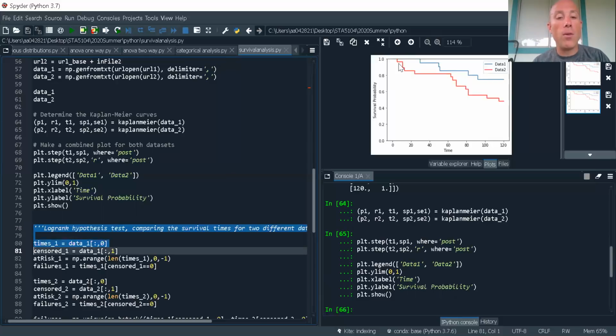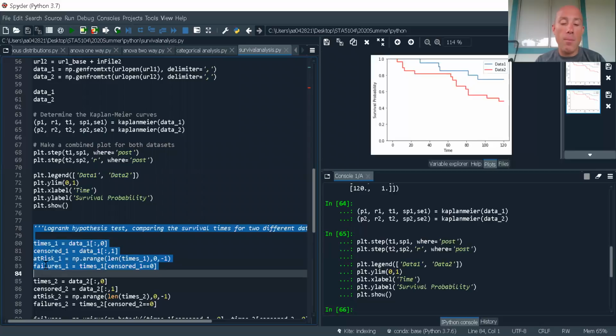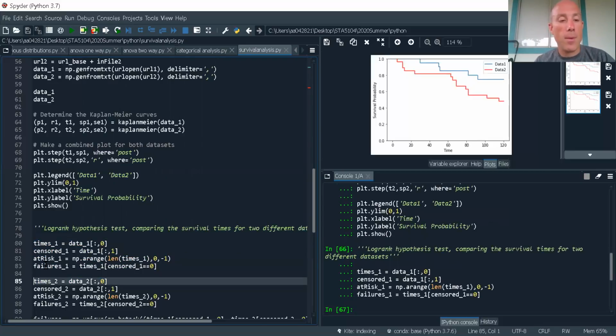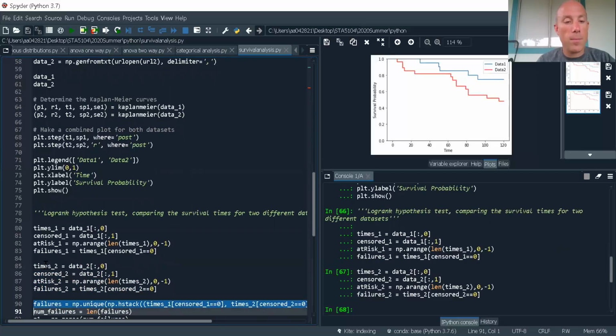All right, so now what we want to do, we want to actually do the log rank hypothesis test to see, are these in fact two different survival times, or are these statistically the same? So we want to get the times from our data set, and we want to get the censoring. And then we're going to, failures means that's when they die. Do the same thing. Now we're using the horizontal stack function to put our data together.